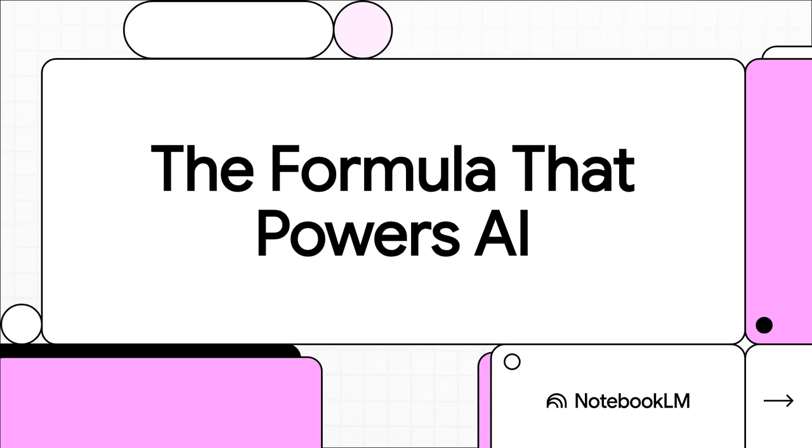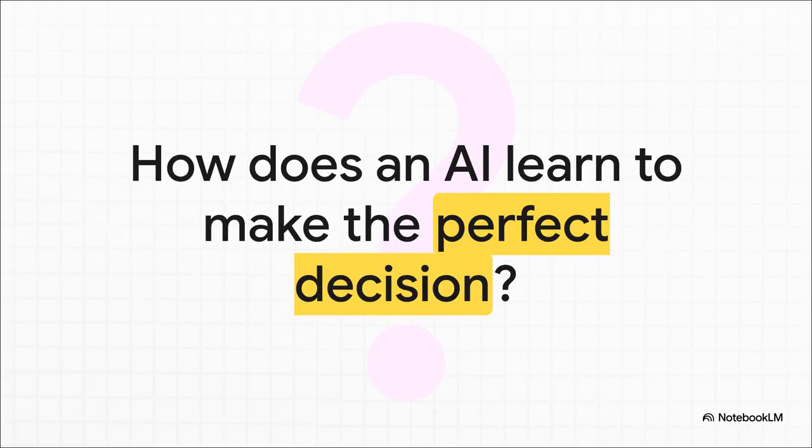Today, we're going to pull back the curtain and look at the hidden formula that lets an AI learn, plan, and, well, pretty much master any challenge you throw at it. So how does an AI do that? How does it look at a million possibilities and just pick the right one? Well, in this explainer, we're going to dive into the core logic that lets a machine find that one perfect path, whether it's winning a game or driving a car.